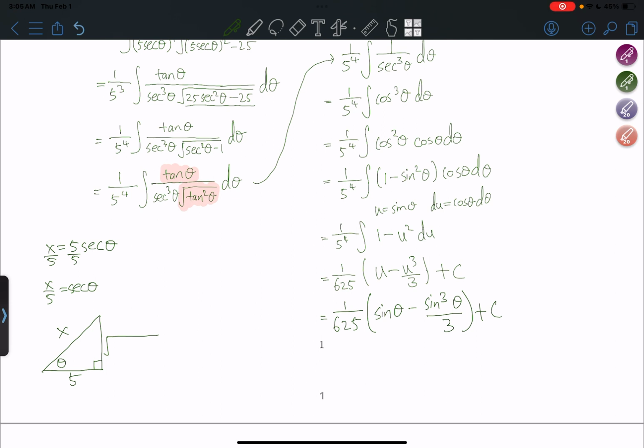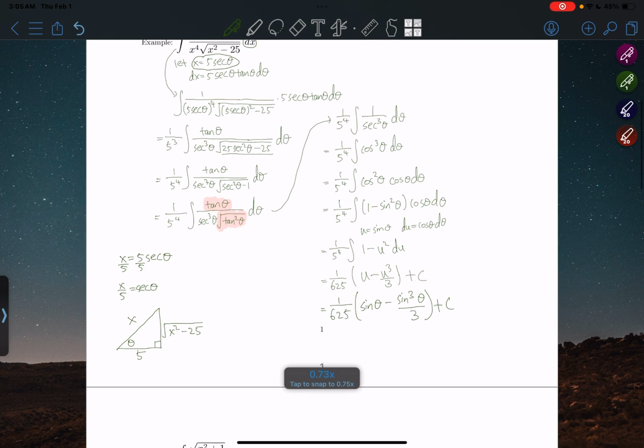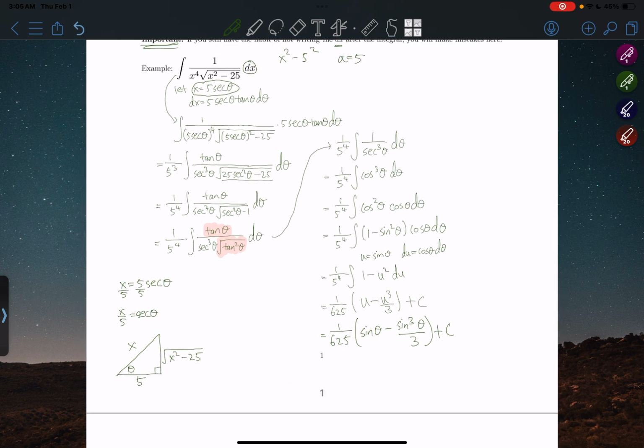I believe you all know what the Pythagorean theorem is. So this is just going to be the square root of x squared minus 5 squared, which is 25. And that's maybe a quick check. If the radical, square root of x squared minus 25, does not show up in your original question, maybe something has gone wrong. That's the first obvious indication that something has gone wrong, so you should definitely double check.